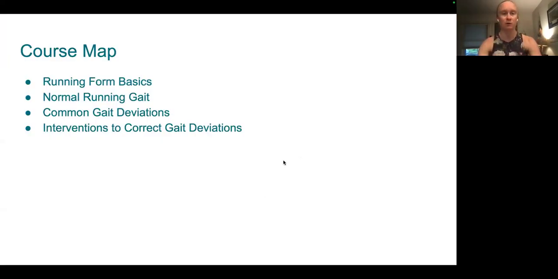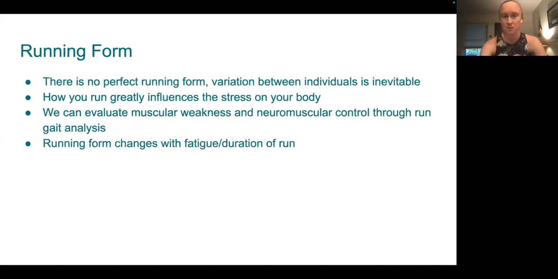So here's our little course map. We're going to go over some running form basics so we know what normal running gait looks like before we start to talk about what could go wrong or the things that we typically see in both healthy and injured runners. And I'll say this so many times tonight, there's no perfect running form. We do measure some ideals, and there's some key things that we are looking for in terms of, hey, this might cause an injury down the road or could put you at risk for injury. But there is only one optimal running form for you as an athlete, and that's where the individual pieces come in. And like I said, we'll talk about some interventions to correct some of the gait deviations that we're going to talk about today.